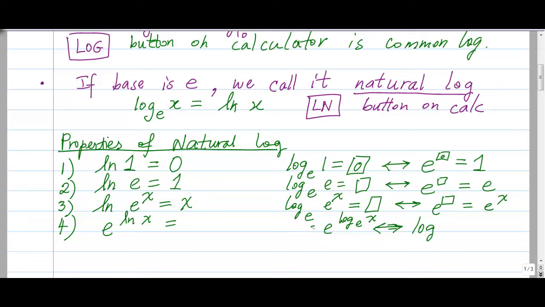Log base e of something equals log base e of x. So what goes in that something spot? The x. Okay? So again, that shows you that e and natural log cancel each other out and you're left with just x.